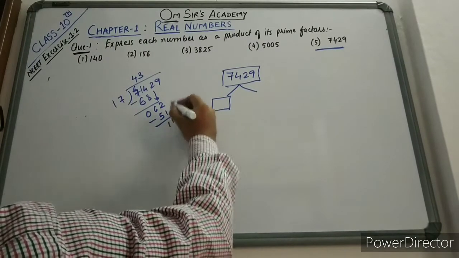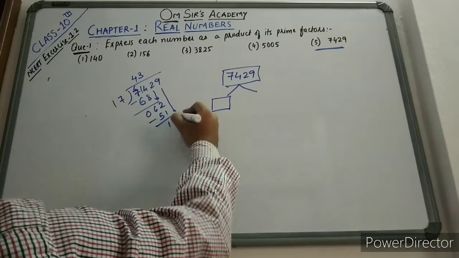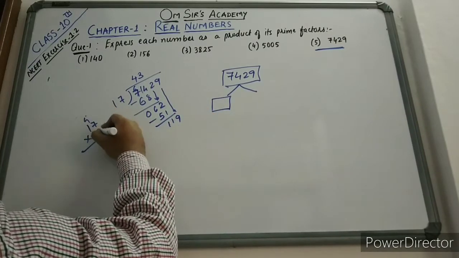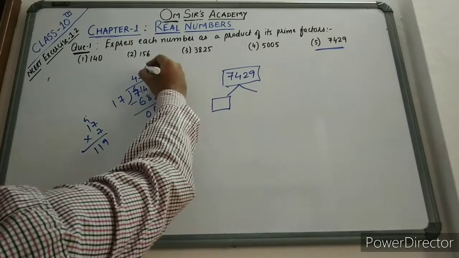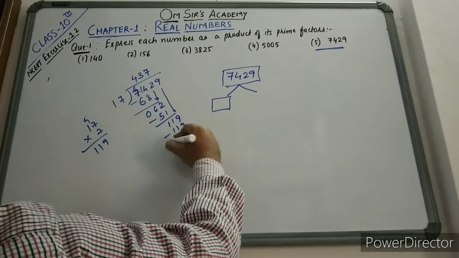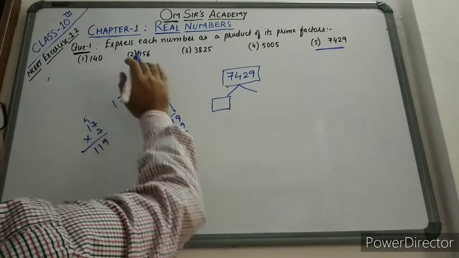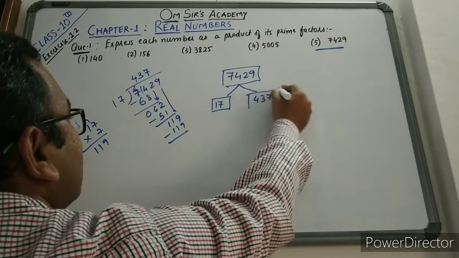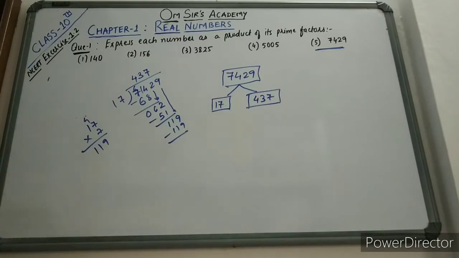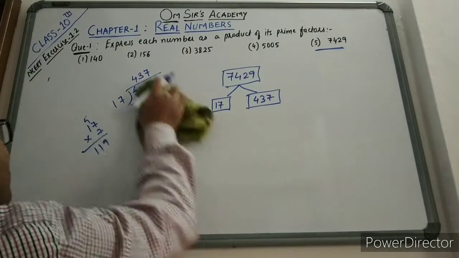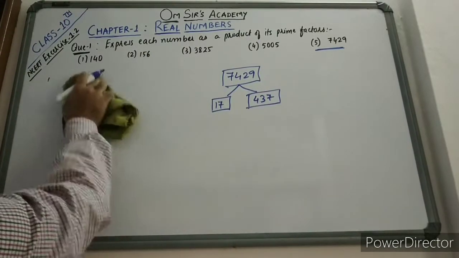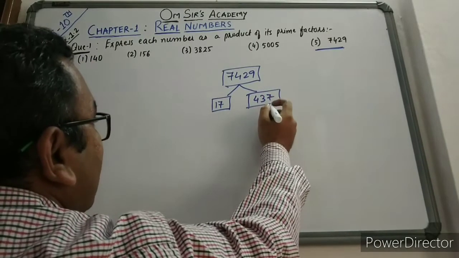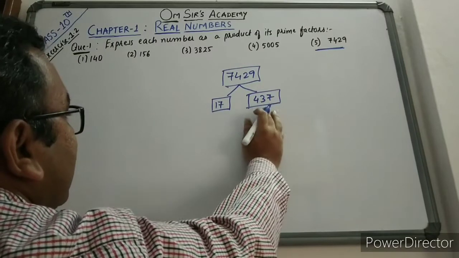So 17 threes are 51. So 1, 1 and 9. So 17 sevens are, 7 sevens are 49. 7 ones are 7 plus 4 is 11. So it is 119. So it is 17 into 437. So 17 multiplied by 437 is 7429. Is it clear friends? Now the next number, it will be divisible by what? Let us see the next prime.